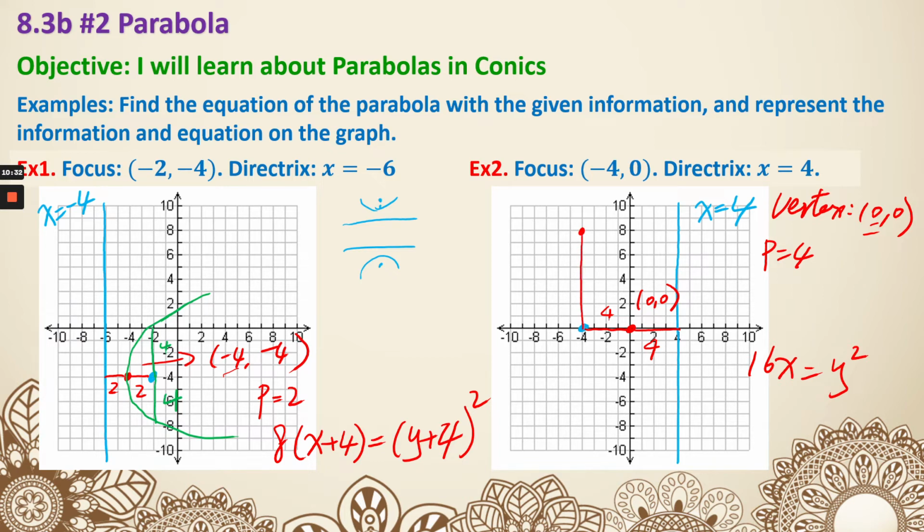Let me change the color. That's where the focal chord will be. And we have another 8 on the other side going down. So that's my focal chord. I can just roughly connect them. And there is my parabola for example 2.